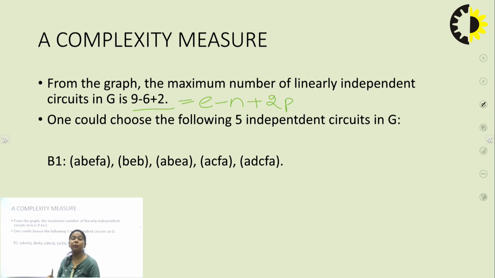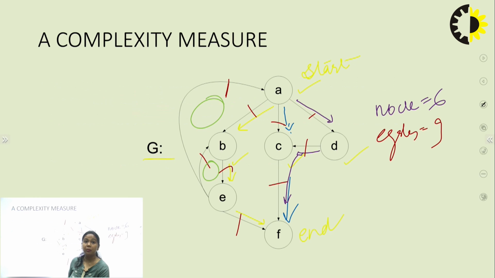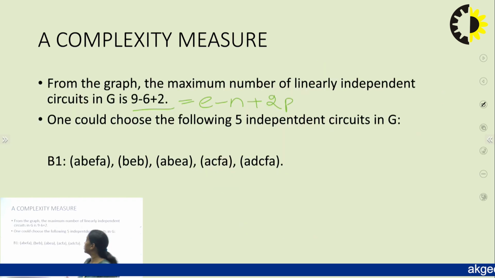The component will be connected as there is a single graph in the representation. There are no different graphs, no disconnected graph in this. So there is only one graph. So the value of P will be equivalent to what? 1. So the result will be 9 minus 6 plus 2, that is 5. So we can choose 5 independent circuits from the graph G.